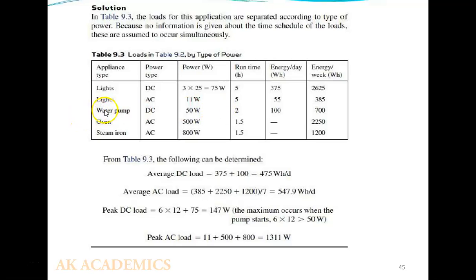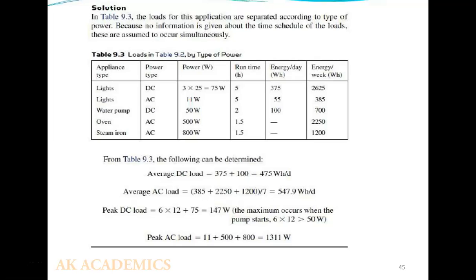So you can see now we have 50 watt for the water pump, and the one which is 72 watt will be the power drawn or consumed when the water pump is started, before it stabilizes to 50 watt. So when we are looking for our peak power, it will be 75 plus 72, not 75 plus 50. 75 plus 50 would be the average DC power.